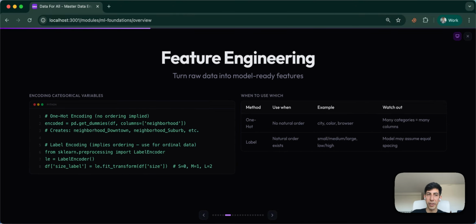Okay, feature engineering. This is where you transform raw data into something the model can actually use. Models need numbers, so categorical columns like neighborhood need to be converted. One hot encoding creates a binary column for each category. So if you have 5 neighborhoods, you get 5 new columns, each with a 0 or a 1. The other option is label encoding, which assigns a number to each category, but that implies an order, which can mislead the model. Rule of thumb, use one hot for categories without order, like city or color. Use label encoding for ordered categories, like small, medium, large.